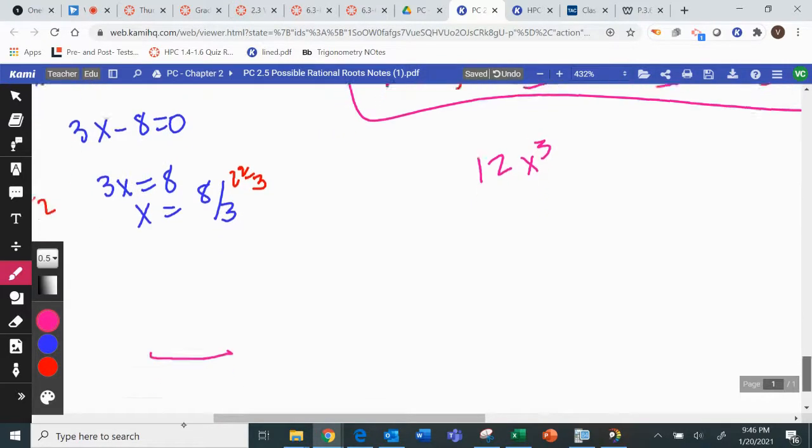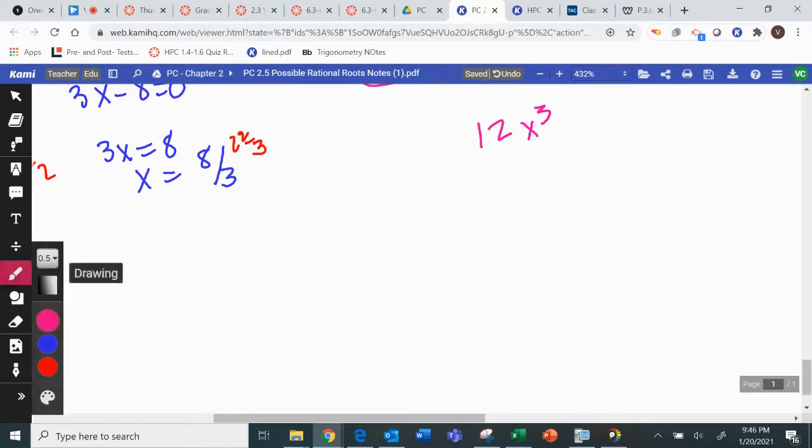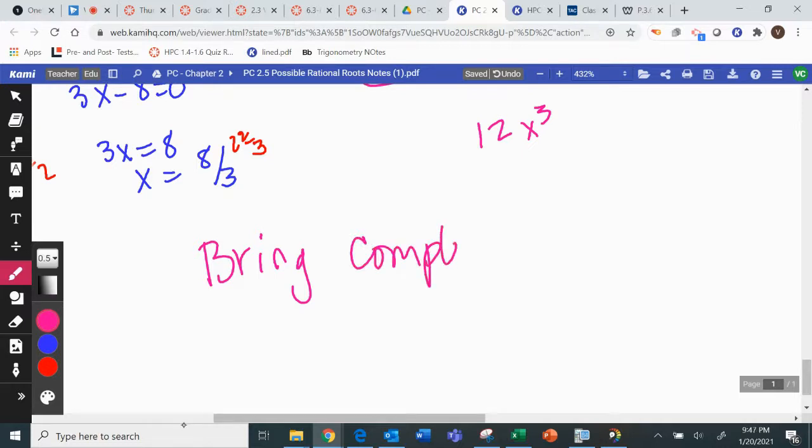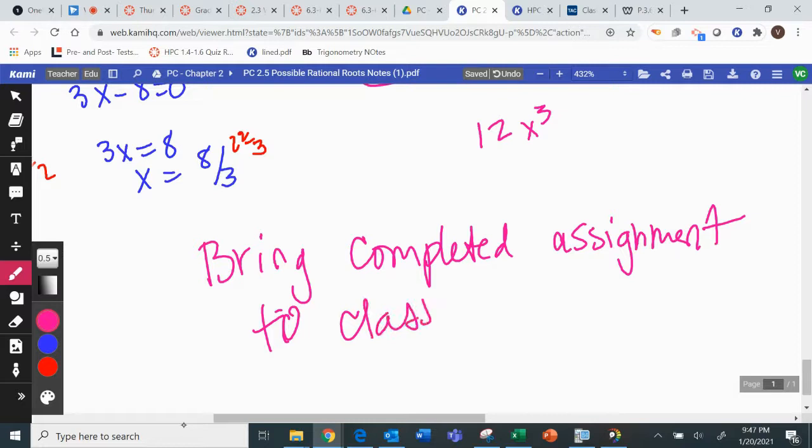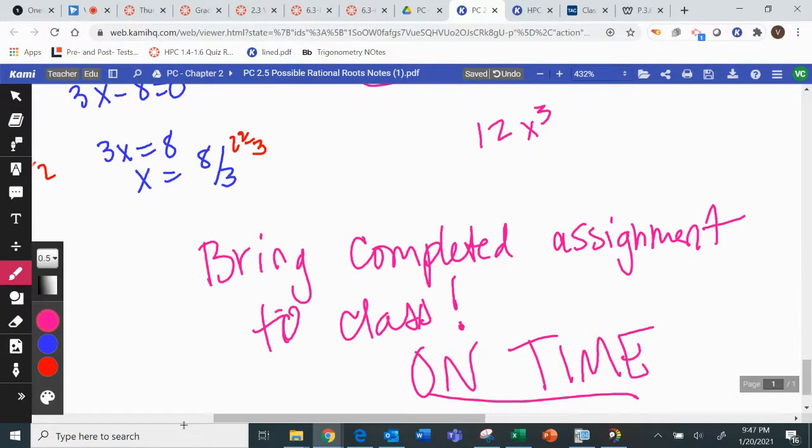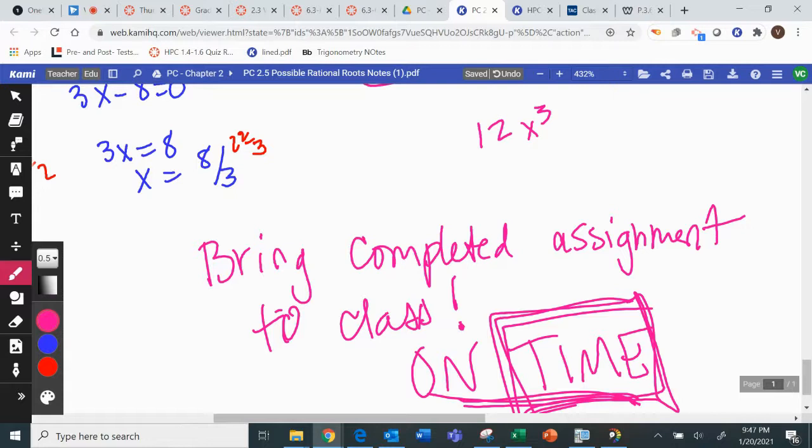You will bring your completed assignment to class. And we're going to actually do something in class together with it. So it is very important that you have this done on time. I've been very lenient about this entire year. So I'm asking, do this assignment on time so that we can do the next step together. Have a wonderful day. See ya.